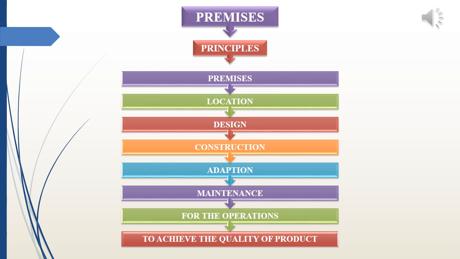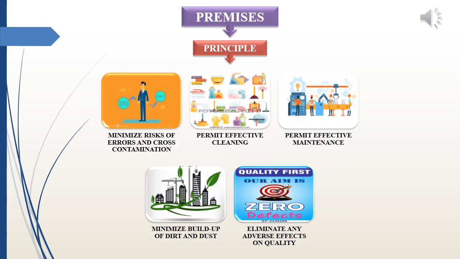The main principle of premises. Why all the parameters are considered under premises means it is to minimize risks of errors and cross contamination. Next, to permit effective cleaning. Then to permit effective maintenance.